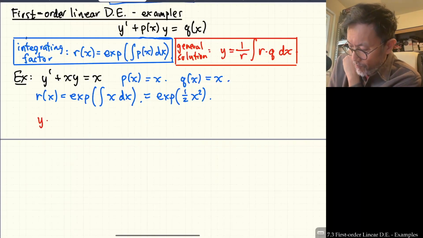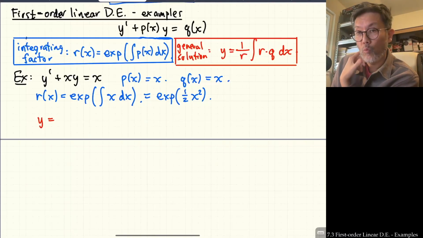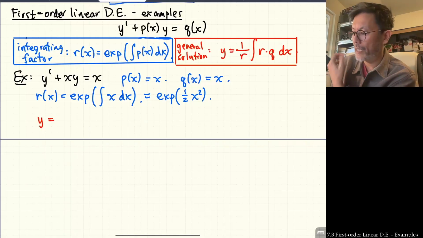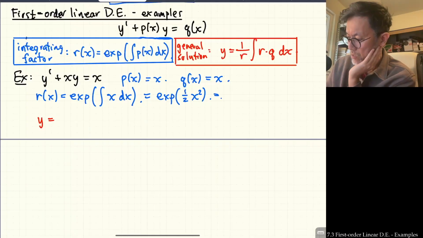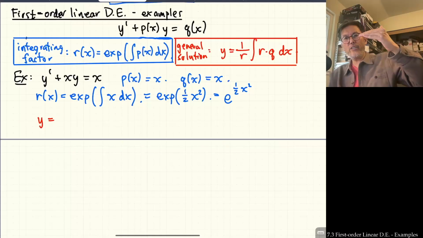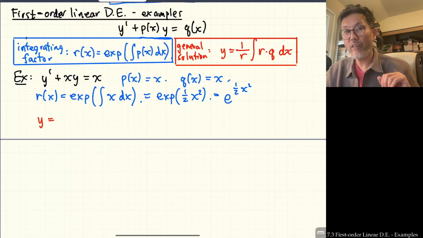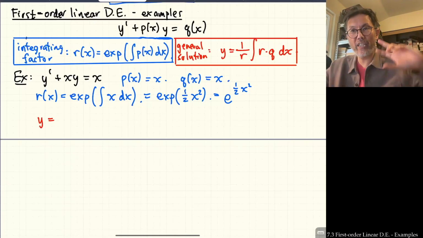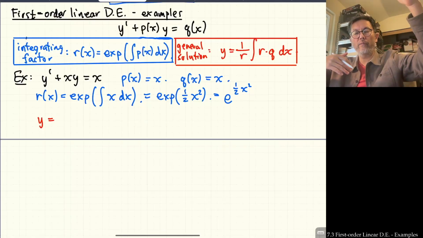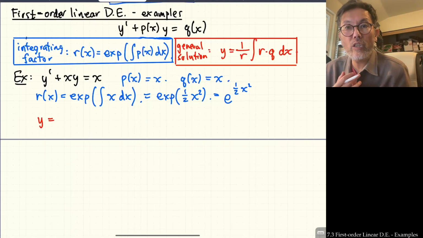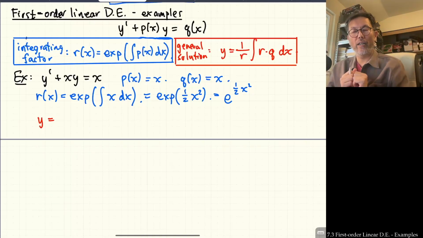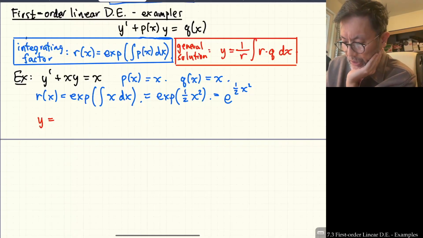y of x is equal to 1 over r, so it's 1 over exp of 1/2 x squared. Now don't forget what exp is. Exp is just e to the 1/2 x squared. Now I want you to imagine me taking this r right here and putting it underneath 1, taking the reciprocal of it. That's 1 over r, right? Isn't that the same thing as just multiplying the exponent by -1? That's the same thing as taking a reciprocal. So I can rewrite this as y equals e to the -1/2 x squared.